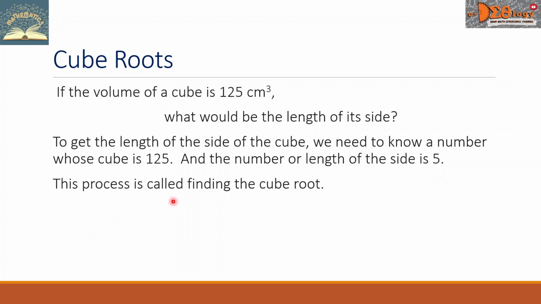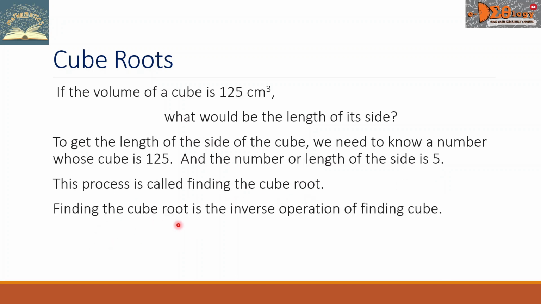This process is called finding the cube root. Finding the cube root is the inverse operation of finding the cube. And this is the symbol for cube root. In our example a while ago, the operation we can write as the cube root of 125. And the answer is 5.